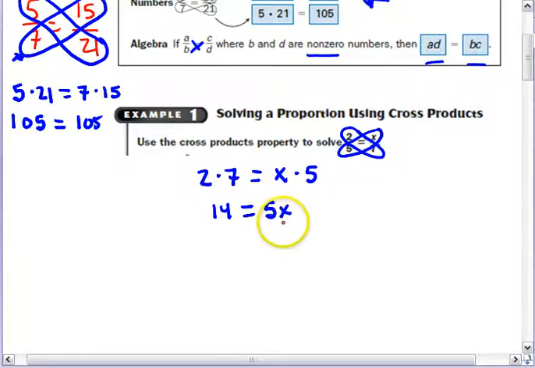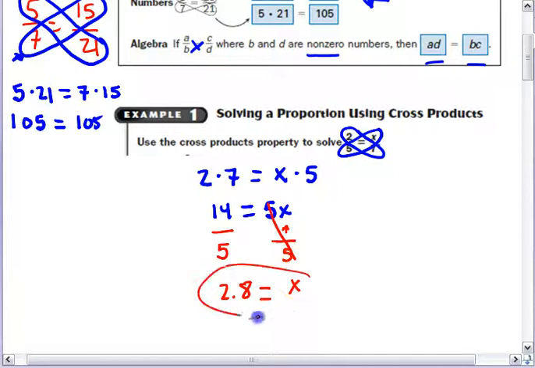Now, what's happening to my variable? It's being multiplied by 5. The inverse, or the undo of that, is to divide both sides by 5. So I'm going to divide by 5 and divide by 5. Five goes into here, cancels out, and I get X. 5 goes into 14 2.8 times. So that means that X equals 2.8.